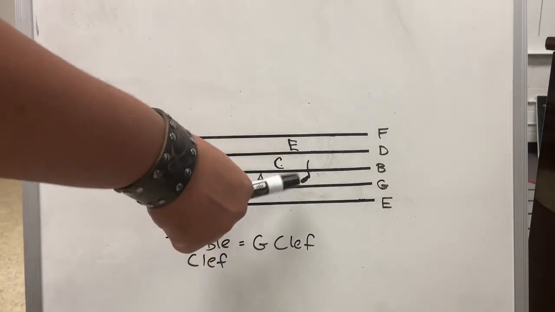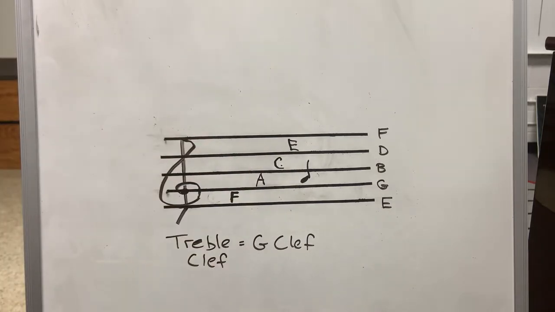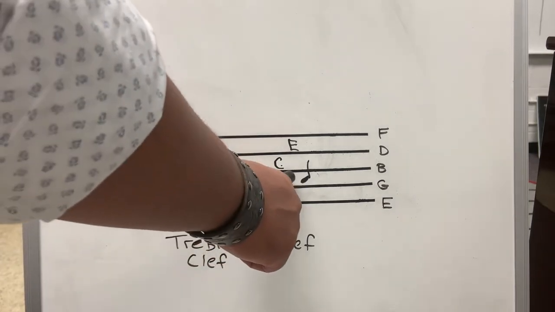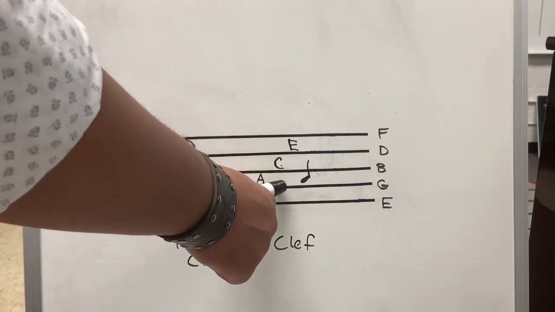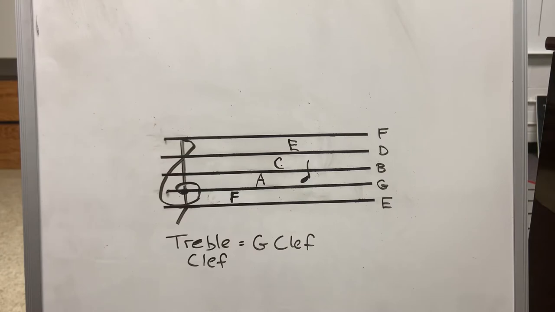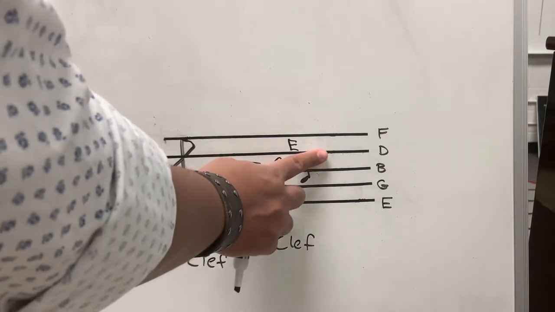What is that quarter note name? If you said A, you are correct. That note head is sitting right inside of this space, which is the A space on the treble clef. Okay, let's move on.